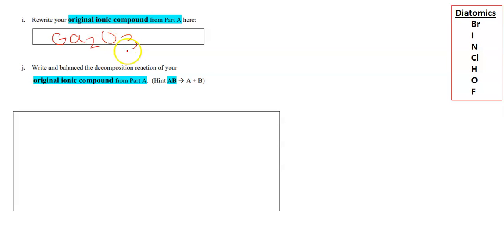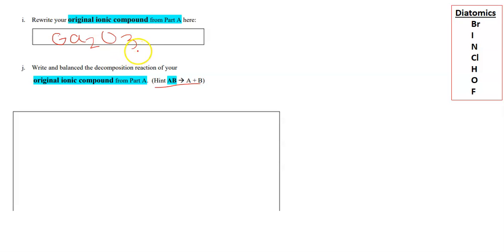We're going to write and balance the decomposition reaction of your original ionic compound from part A. So this is what a basic decomposition reaction looks like. There's only one compound, and the only thing it can do is decompose or break apart into its individual pieces. So I'm going to break my compound, gallium oxide, apart into just gallium and just oxygen, and they're going to be by themselves.